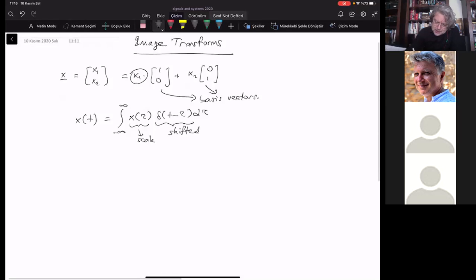I think in discrete time it makes better sense, so let's write it, because it's in the form of a summation, which looks more like the linear combination business of linear algebra. For all k, x of k, which is a number, times delta of n minus k, which is a signal located at k. It's a shifted impulse.